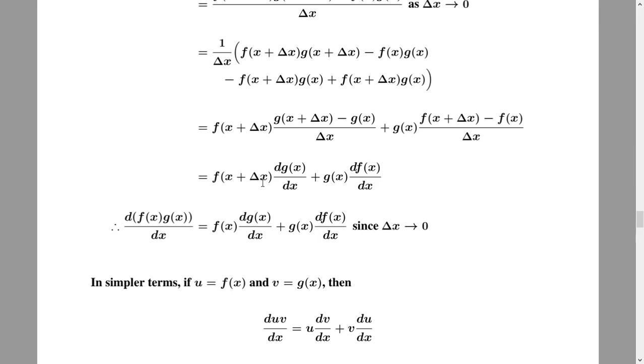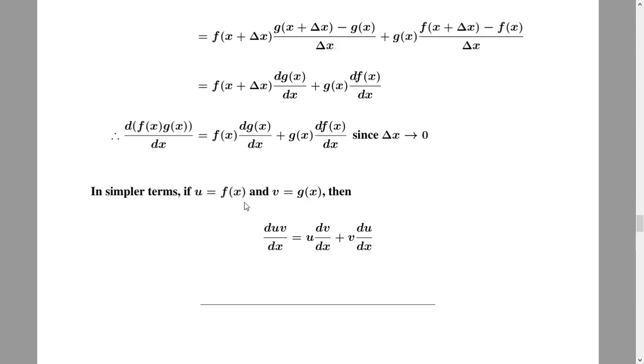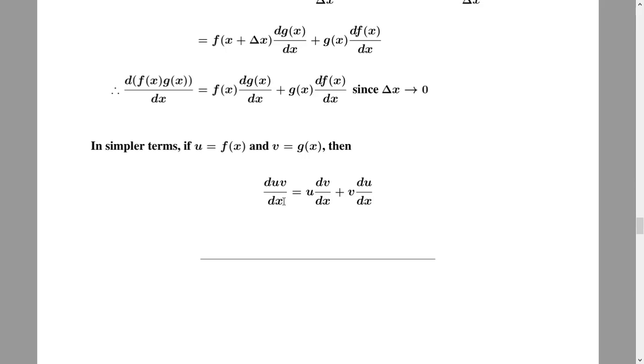And for f of x plus delta x, delta x tends to 0, and therefore f of x plus delta x is nothing but f of x. And therefore the derivative of the product of a couple of functions is nothing but the first function times the derivative of the second function plus the second function times the derivative of the first function. In simpler terms, if u is equal to f of x and v is equal to g of x, then the derivative of uv with respect to x is u dv/dx plus v du/dx. This is called the product rule.